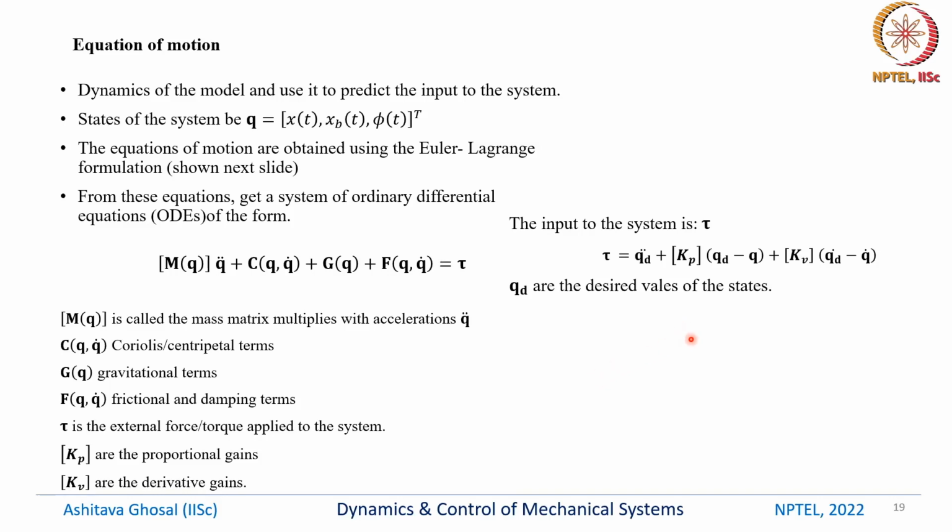And I had briefly mentioned when we had discussed controllers that sometimes we also add what is called the Qd double dot. So this is the desired acceleration which is often available when you are dealing with robots and various other devices, where you do a trajectory planning, a nice smooth trajectory plan in which there is a desired Qd, there is a desired Qd dot, and also a desired Qd double dot, which we can compute.